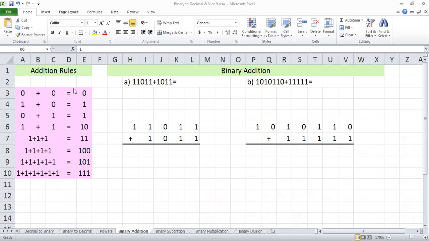So, for binary, let's start with binary addition. And for this, you have to learn a few basic rules. These are the simple rules which you have to remember before doing any type of calculation. Otherwise, you may encounter some error.